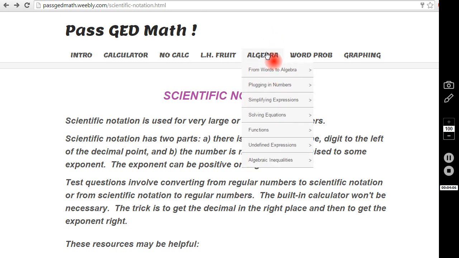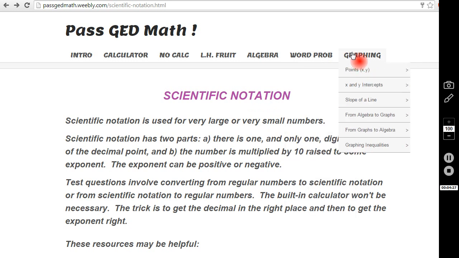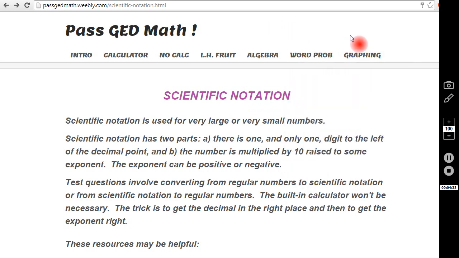The algebra section, as you can see, shows you how to do things like simplify expressions and solve equations. The word problem section shows you how to identify, to recognize, and to solve 10 different kinds of word problems. And the graphing section helps you move from an equation to a line and from a line to an equation. And each of these three sections, of course, has links to internet lessons and to practice questions. So that's 135 points you can get. Where do you get the other 15?